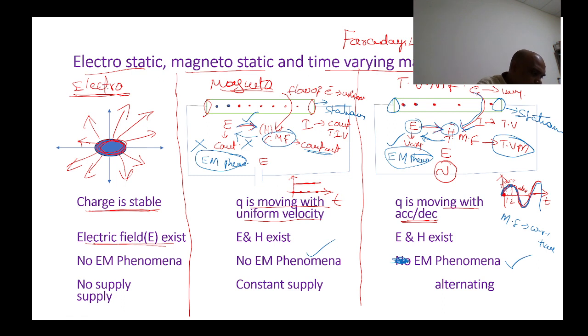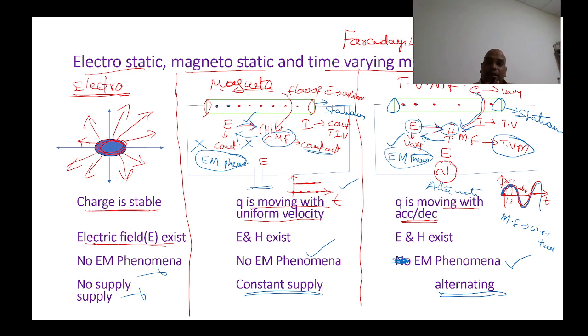So coming to the first case, here there is no concept of magnetic field, so no concept of EM phenomena, and I will not give any supply. No supply. But here, which type of supply am I giving? Constant supply. And here? Alternating supply. So from this electromagnetostatics, what conclusion can you give?